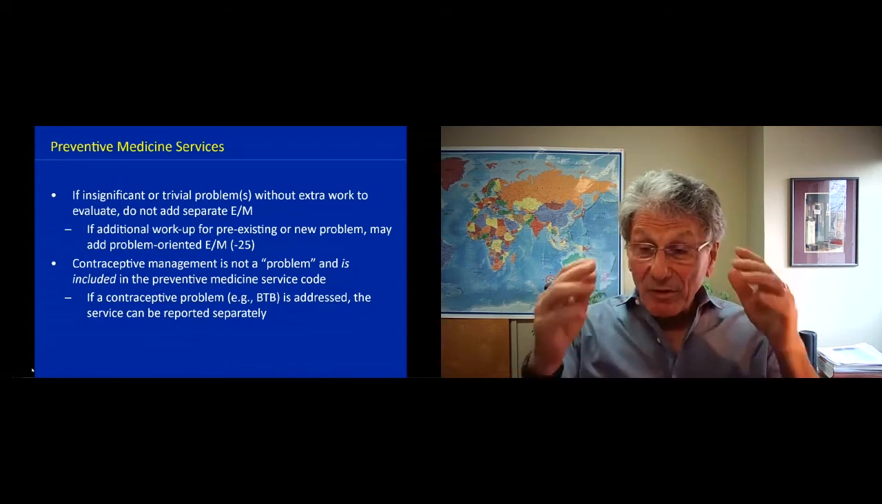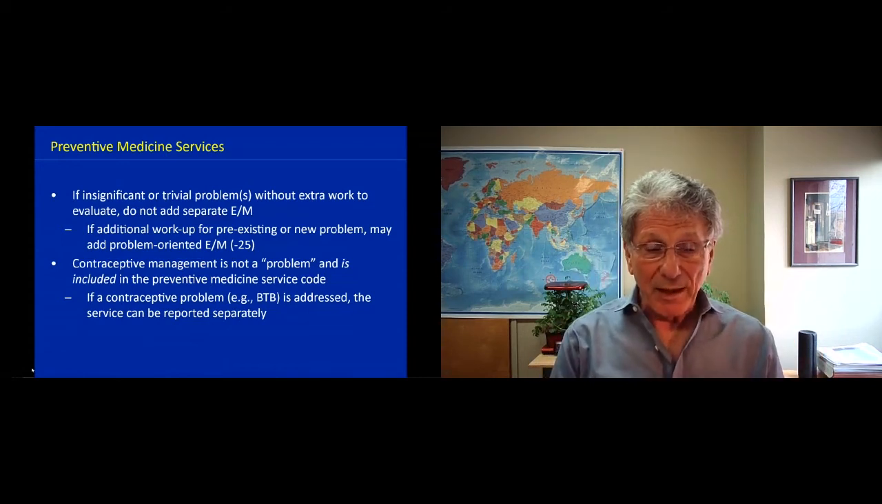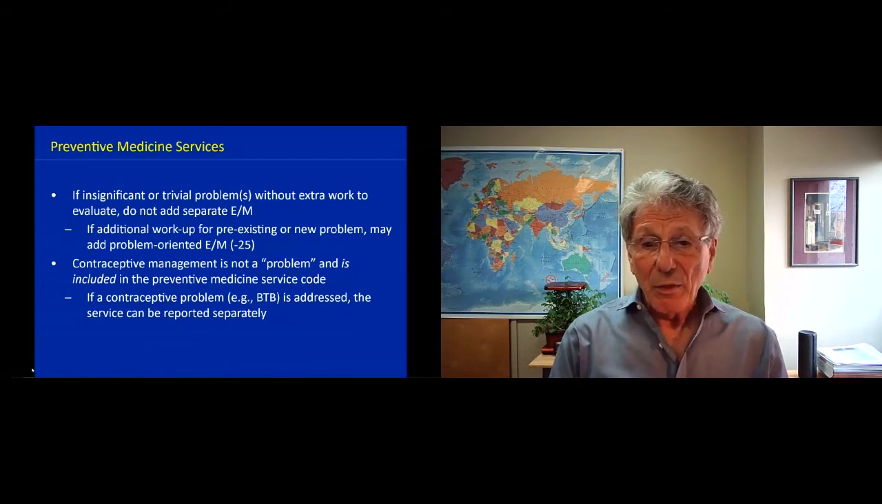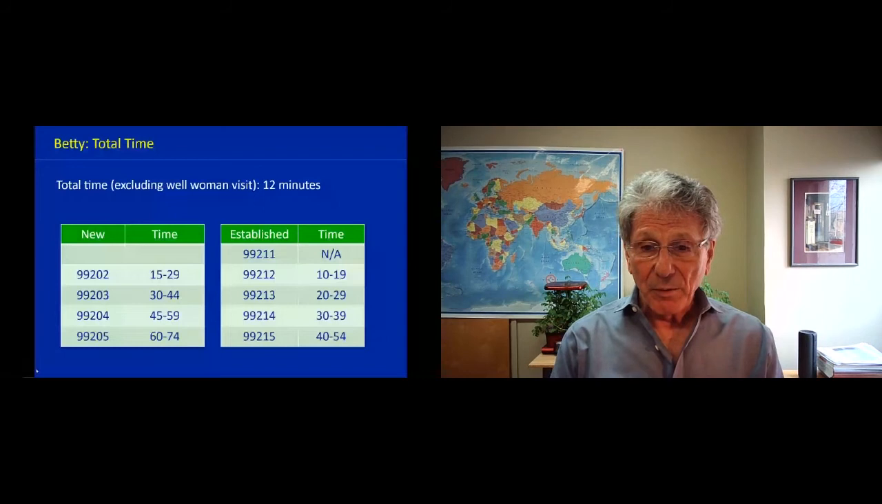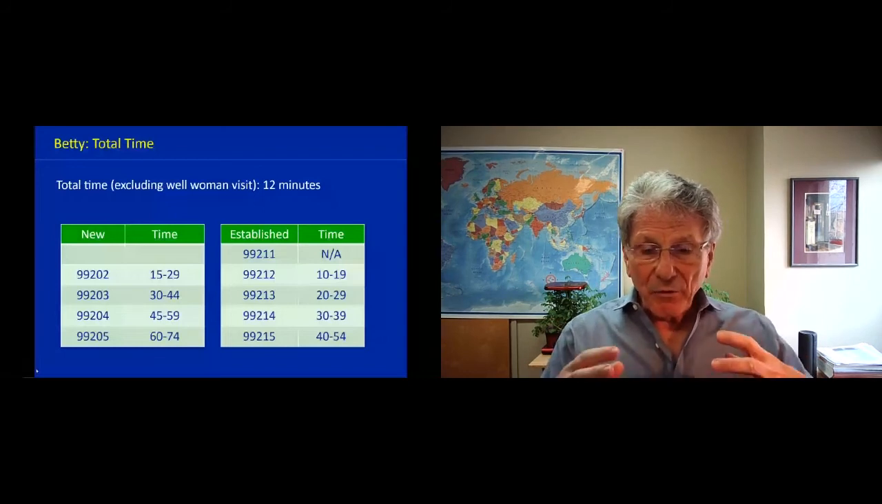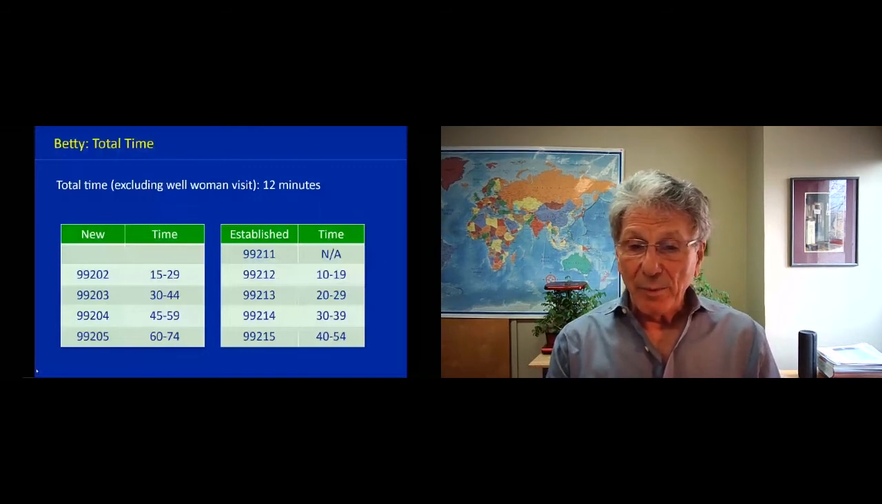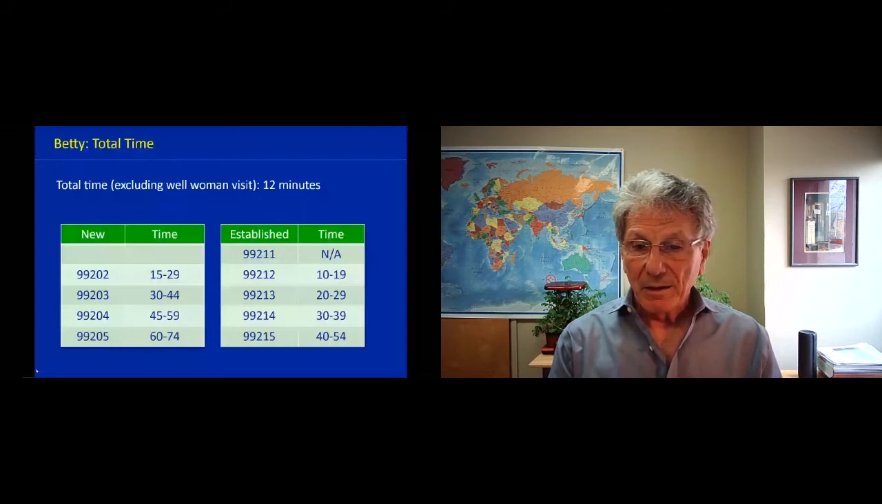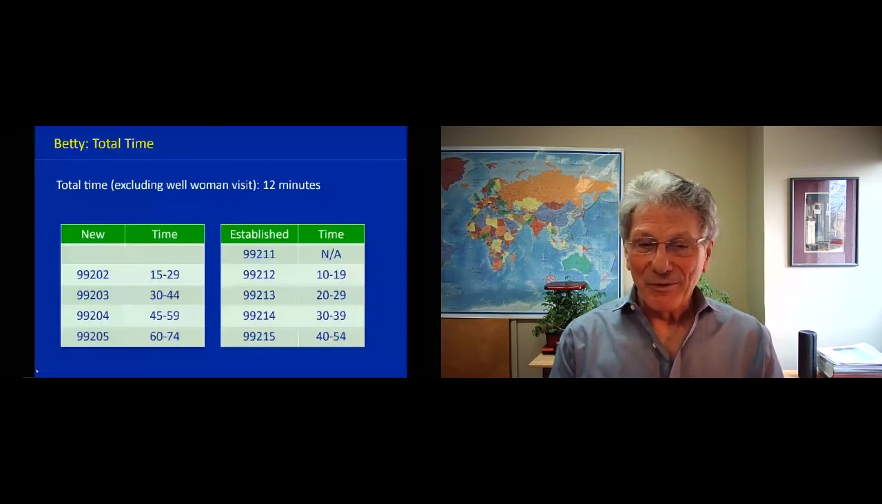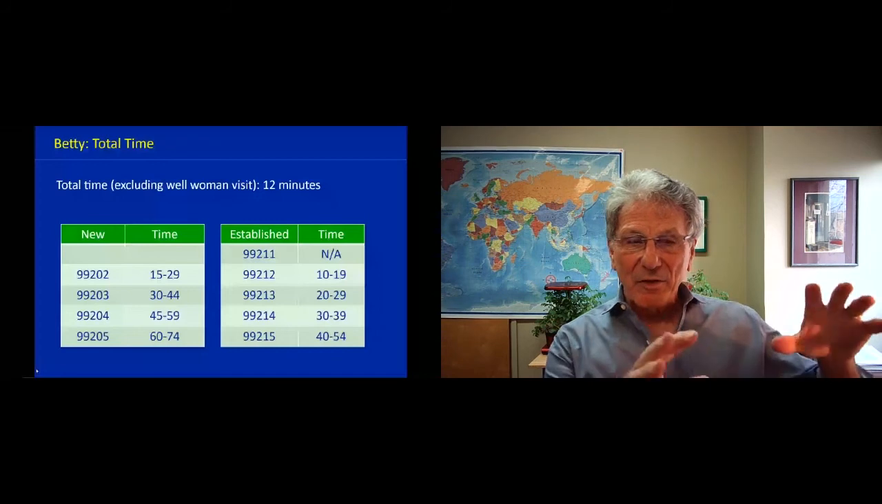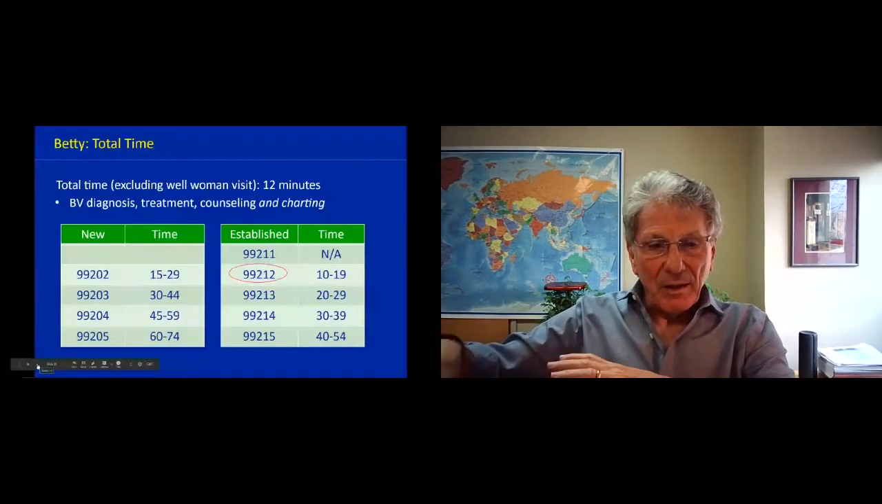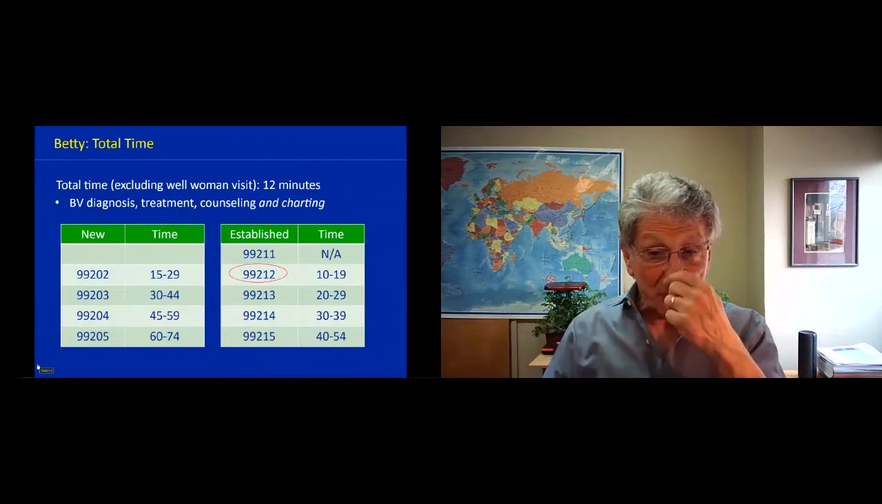Okay. However, if it's a completely unrelated problem that you're dealing with, like your vaginal discharge and bacterial vaginosis, then you can count it. Okay, so I mentioned a moment ago that a total of 12 minutes was spent evaluating her vaginal discharge and what ultimately was found to be bacterial vaginosis. And she's an established patient. So what E&M code would you bill for that? Next. Anyway, there it goes. Circle around the 99212. Okay, so that's that sidebar time that we spent on the BV diagnosis, treatment, counseling, and charting. Next slide.